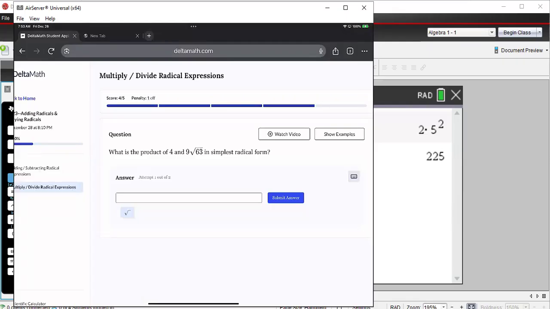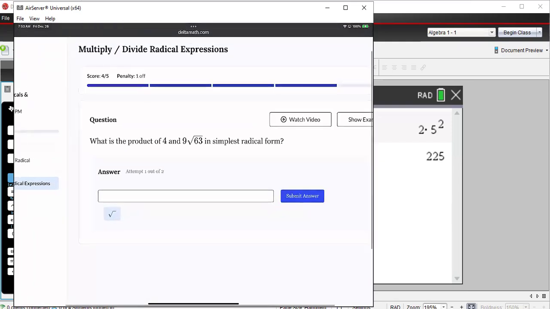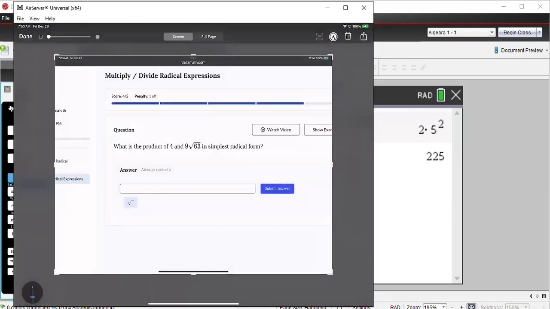All right, so now we have 4 times 9 times the square root of 63. So we can just go ahead and multiply the 4 and the 9. So this is going to be 30, well, I thought 30, oops, my pencil is not working. 36 times the square root of 63. All we got to do is simplify that and multiply anything that we pull out times 36.